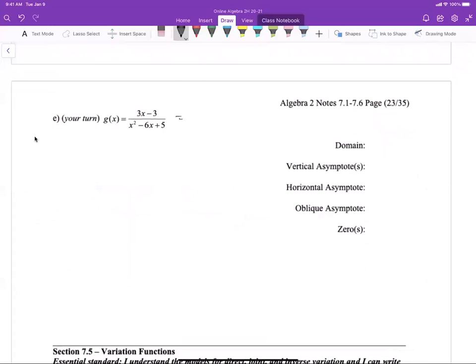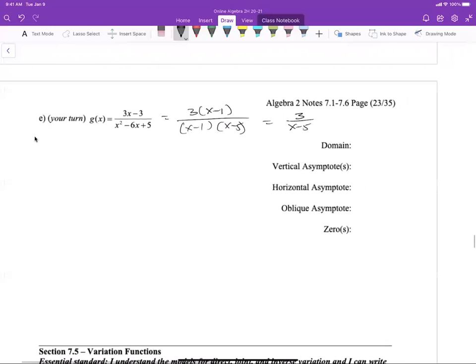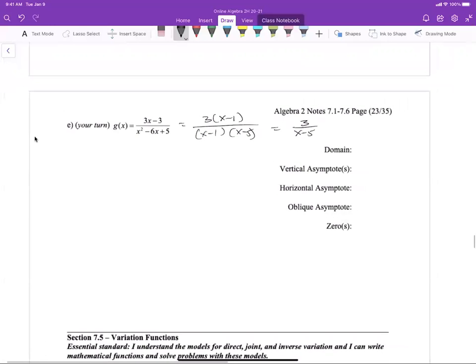Welcome back. Let's simplify the top. That's 3 times x minus 1. And the bottom factors into x minus 1 and x minus 5. And we can get rid of that x minus 1, and I find that to be x minus 5. All right, domain. We have to look at it before we simplified. X cannot equal 1 or 5.